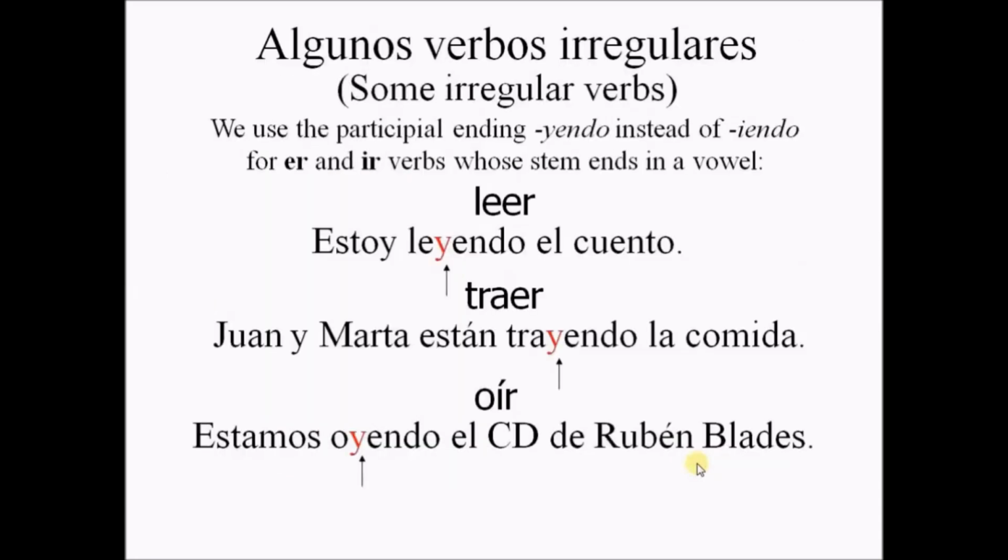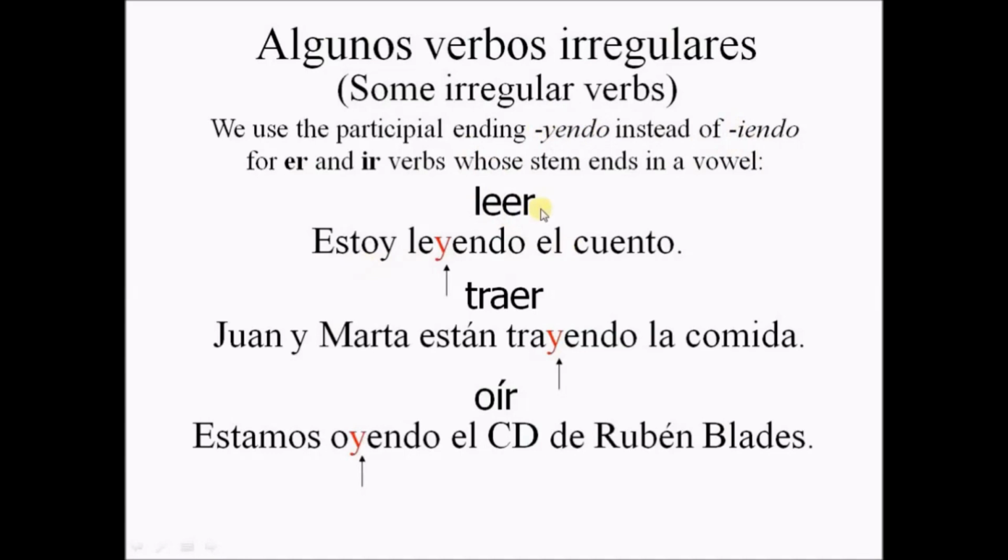Now we have some irregular verbs that we need to be careful with. We use the present participle yendo with a Y, instead of with an I, for ER and IR verbs whose stem ends in a vowel, okay? So let's see, what is the stem of a verb? You have the verb leer. When you drop the ER, you have this part here. This is called the stem of the verb. So if you have a verb whose stem ends in a vowel, you are going to add yendo with a Y instead of an I, okay?